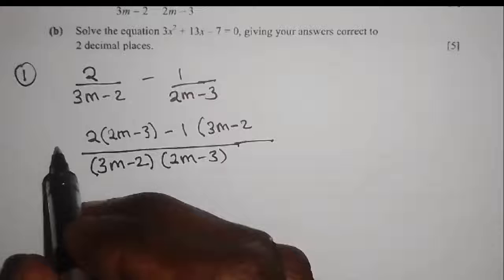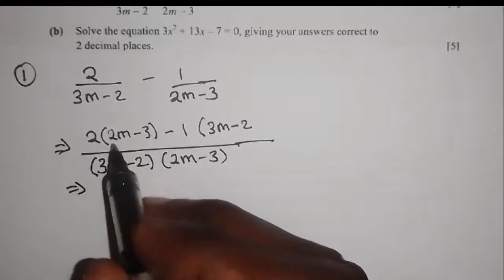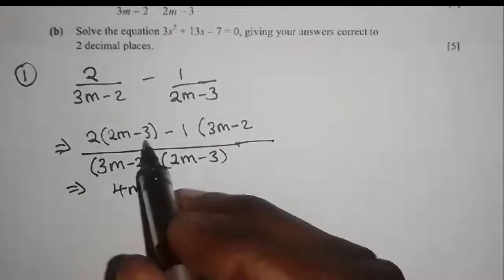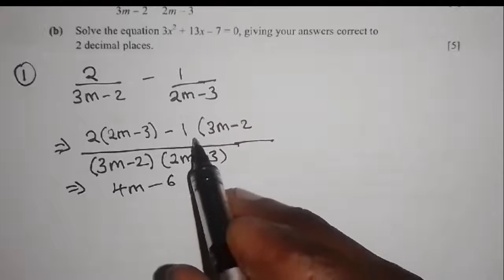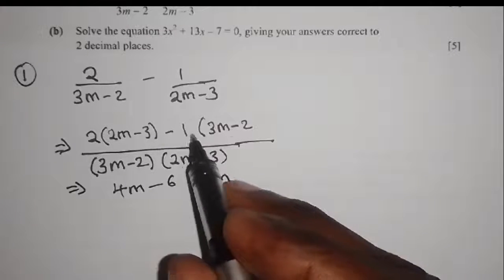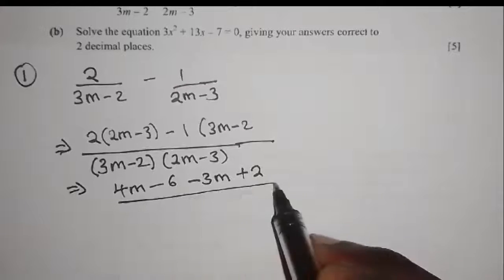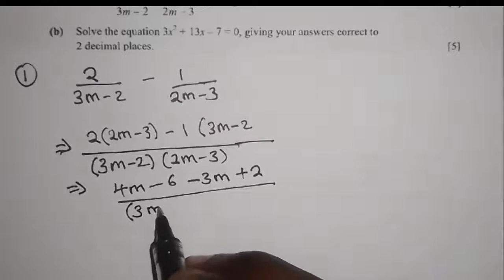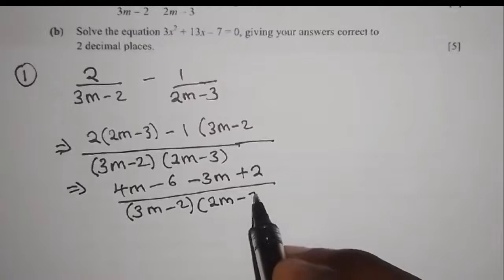From there, you start multiplying: 2 times 2m is 4m, minus 2 times negative 3, that is 6. Then this negative 1 multiplied by positive 3m is negative 3m. Then negative 1 times negative 2 is just plus 2. Then over the denominator, just keep going. This is just 3m minus 2, just retain it the way it is.